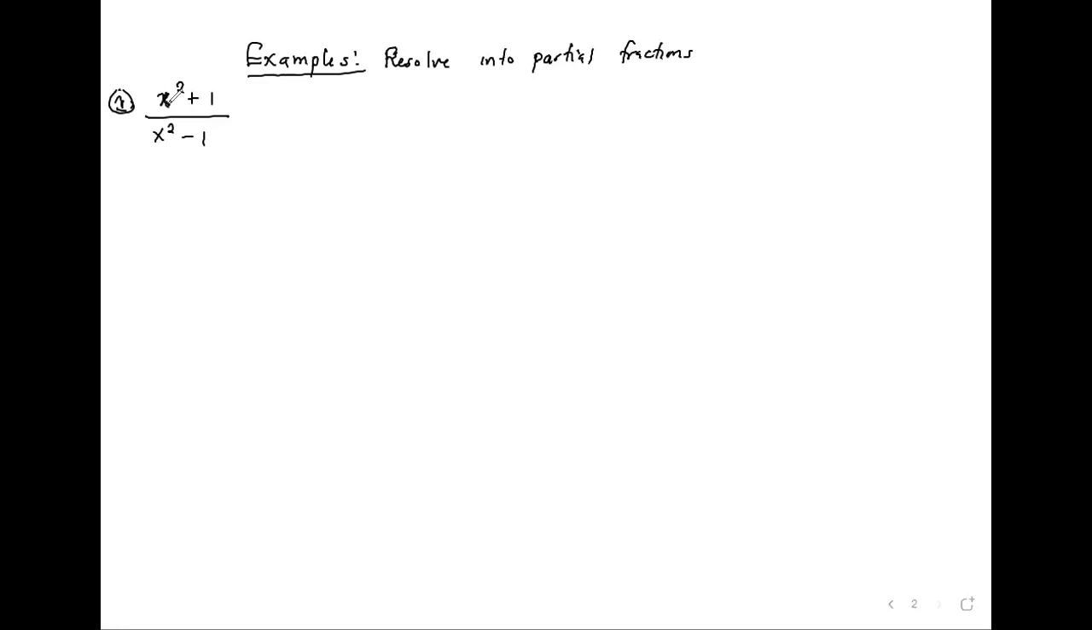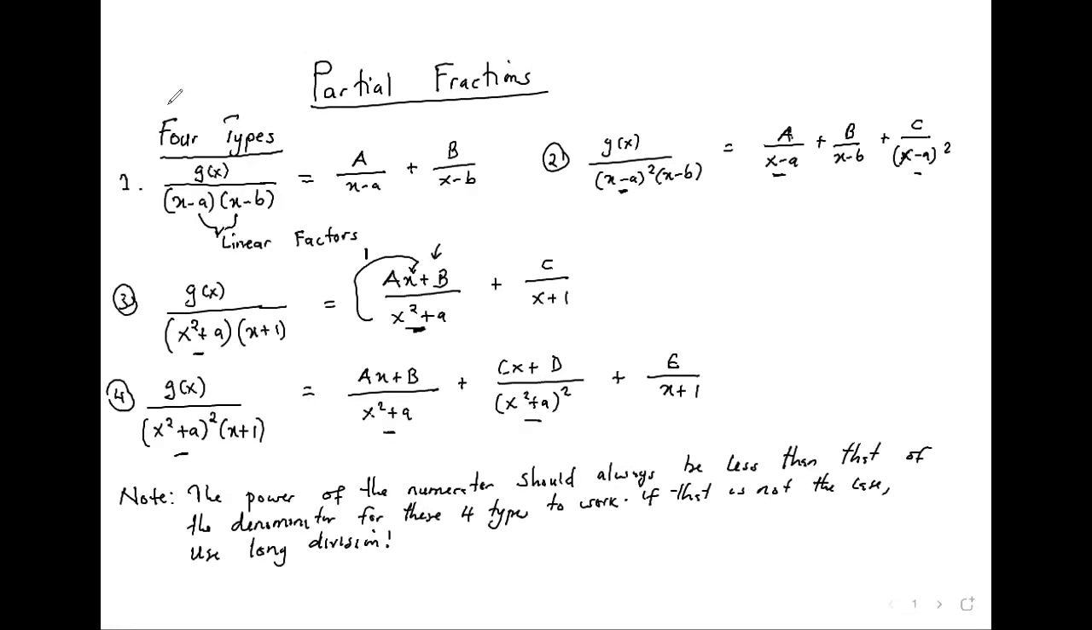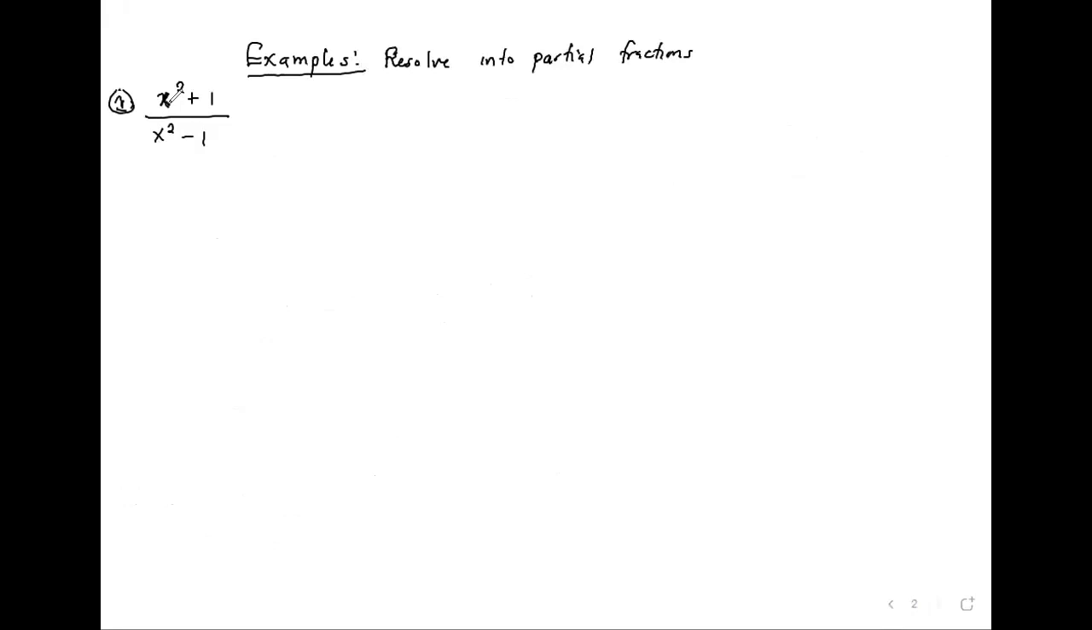Have you seen that the powers are equal? So this is not working. We want the power of the numerator to be less than that of the denominator. Now here they are equal. So what do we do first? We first use long division. So we do long division. We get x squared minus 1, and then x squared plus 1. Then divide x squared into x squared. We get 1. Multiply. We have x squared minus 1.